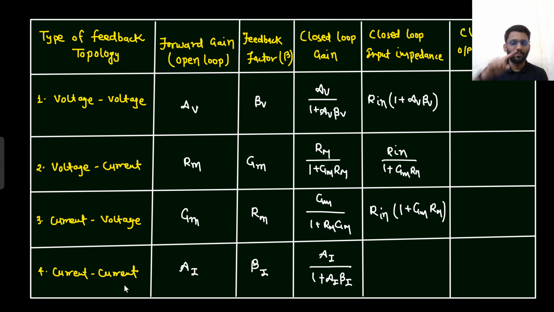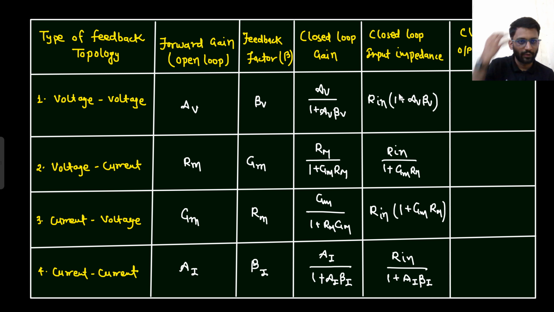And what about this? Input is current. So you would want your Rin to be as low as possible. So Rin upon 1 plus GMRM. No, why GMRM? Rin upon 1 plus AI beta I, because loop gain is AI beta I, right?